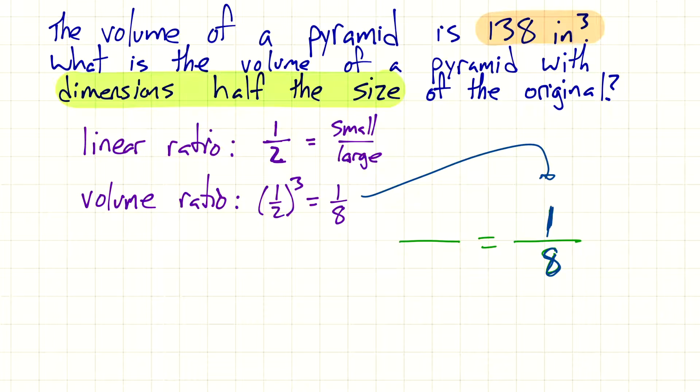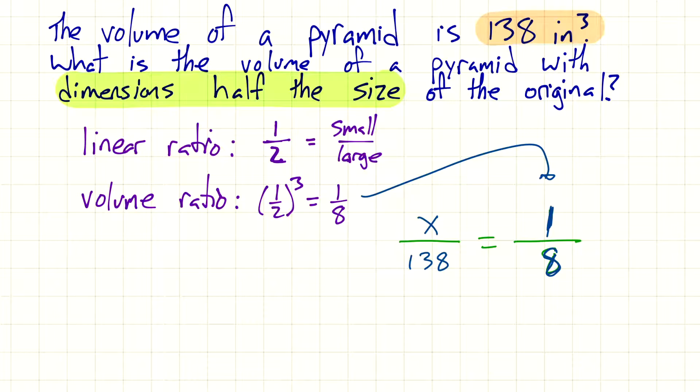So now, how do I set up the first fraction? Well, let's think about this. They've given us the volume of the original, which in this case is going to be larger, right? So the original one's actually going to be larger. And so the larger one, I notice, is 8, so this is going to be 138. So we're trying to figure out this measurement.